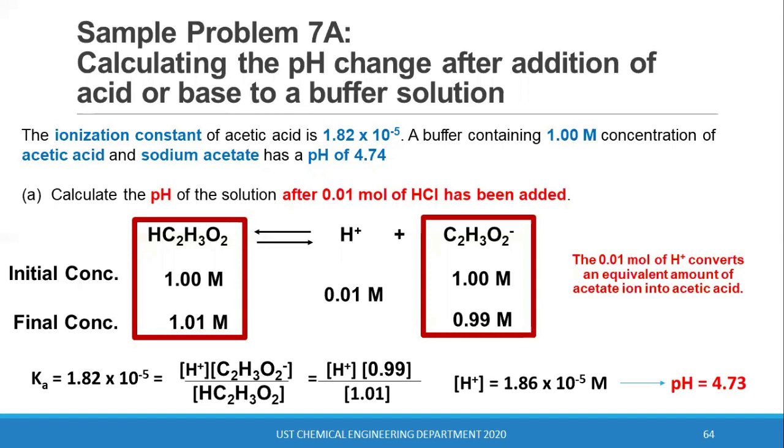When the final and initial pH is compared, again, the initial pH is 4.74. Upon addition of a strong acid, it became 4.73. It can be seen that there was almost no change in pH despite addition of a strong acid. The pH decreased only by a factor of 0.01. And this is the power of buffer solutions.